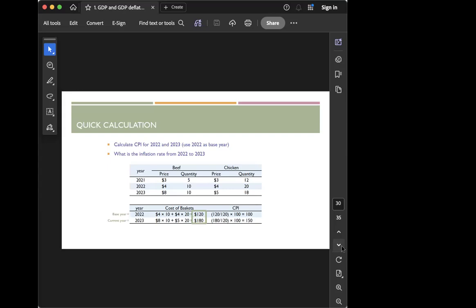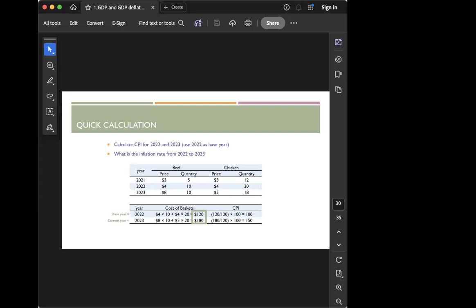And for 2023, we're going to use current year versus base year. We divide 180 by 120, which becomes 150. This means that the cost of the basket in 2023 is 50% higher than in the base year. So you need to remember how to interpret them as well, and how to calculate it as well.